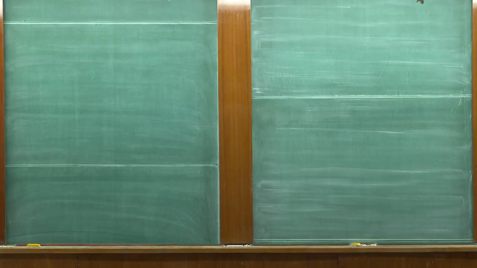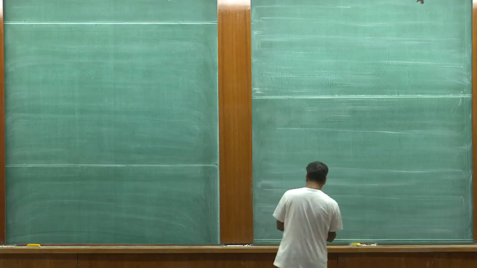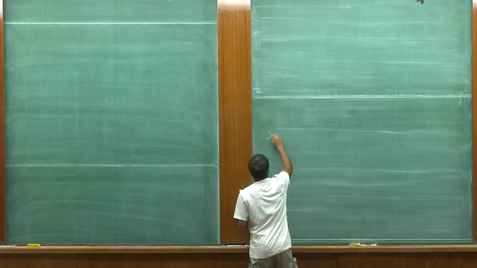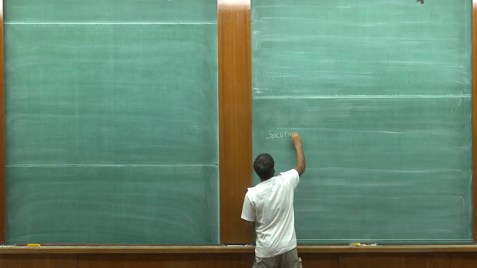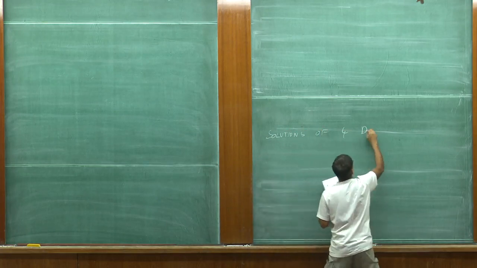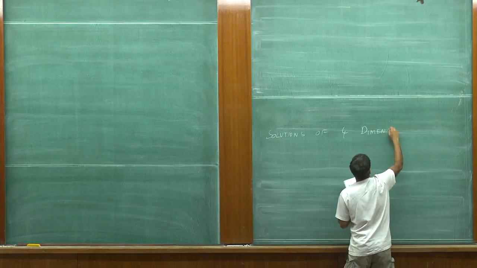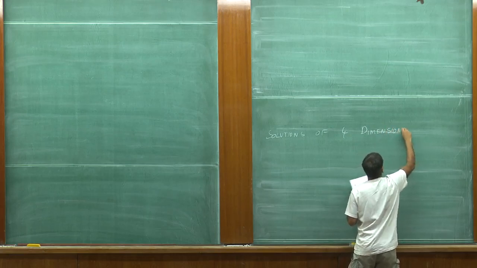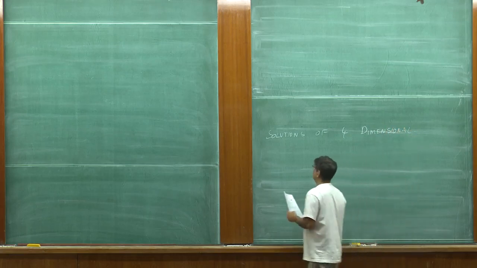Today's lecture is going to be on this paper by Witten. It's called Solutions of Four-Dimensional Field Theories by MJ.